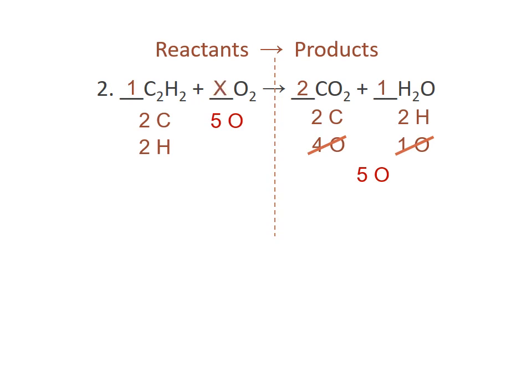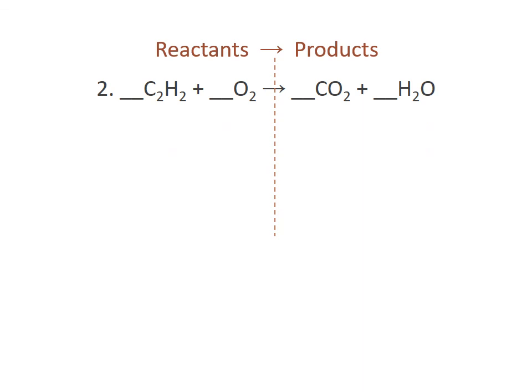If I put a 2 in front of O2, that gives me 4 O's. If I put a 3, that gives me 6 O's. I can't get 5, so therefore I'm going to have to start again, and that is why we use pencil. So let's erase it all. I'm going to start again with C2H2, except this time I'm going to try it with a 2. That gives me 4 carbons, 4 hydrogens.